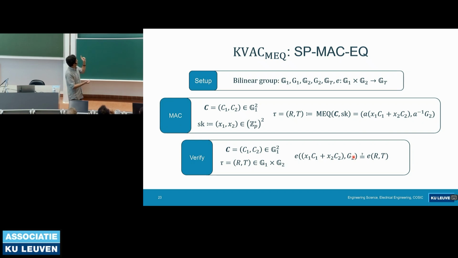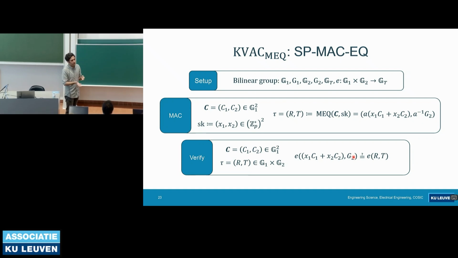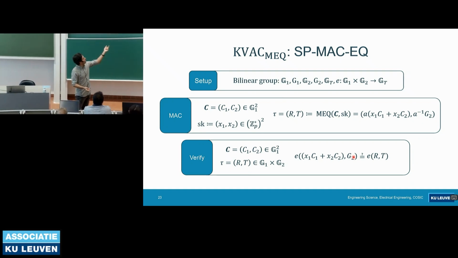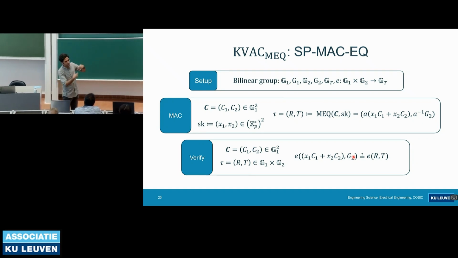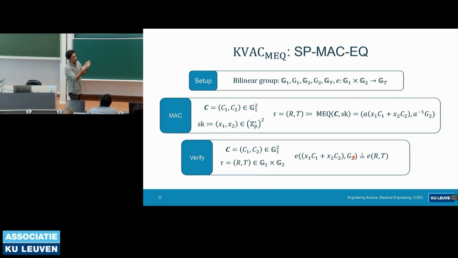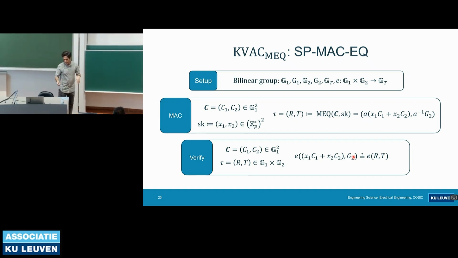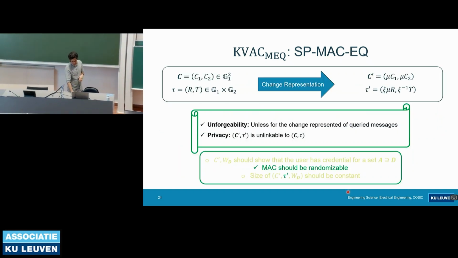As you can see in the verification, whenever you receive a message C and a tag tau, the only thing that you need to do is to check this equation, whether the pairing of x1 C1 plus x2 C2 and G2 is equal to the pairing of R and T. It is the cool property of pairing that you can just move the coefficient of G2 from the second group element to the first group element, and they cancel out each other because you have A inverse there, and this verification holds at the end.